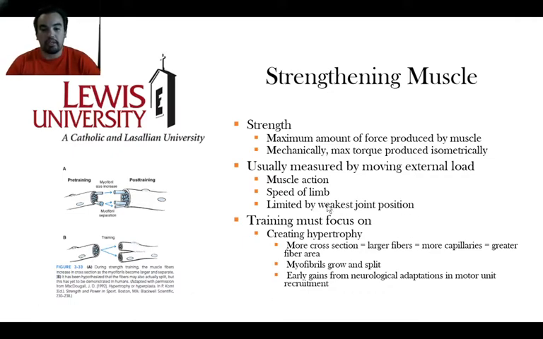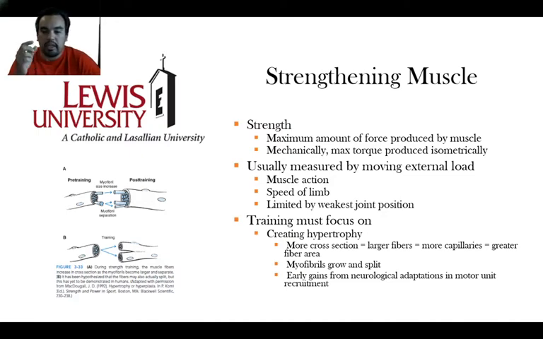And then, like I said, the speed of the limb. So you've got to think what kind of fibers make up that muscle: fast twitch, slow twitch muscle fibers, and then the actions of the muscles that we're trying to train. When we are training, we must focus on creating hypertrophy, okay? That's what we're looking to do when we're training a muscle. We want to get those muscle fibers stronger.